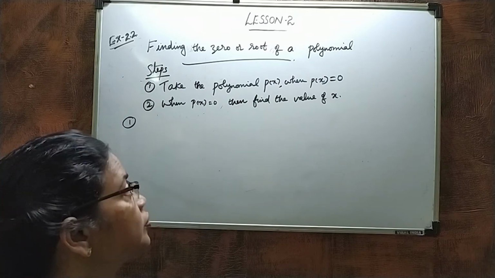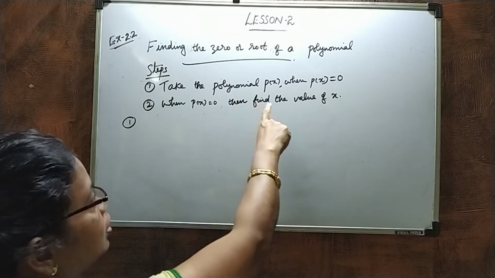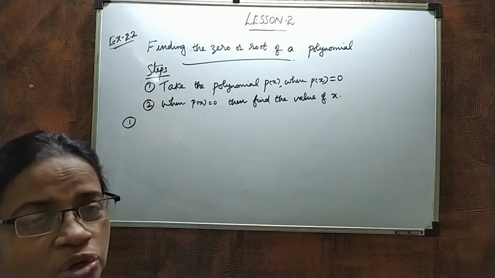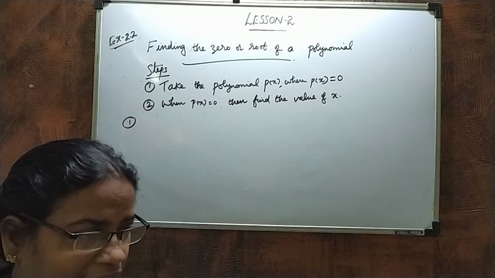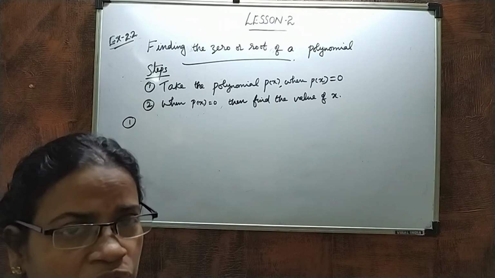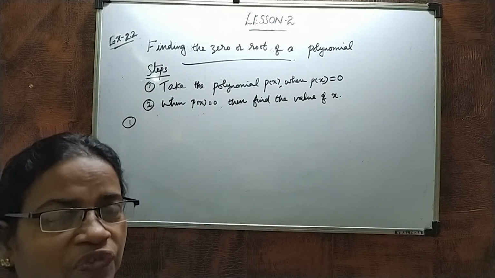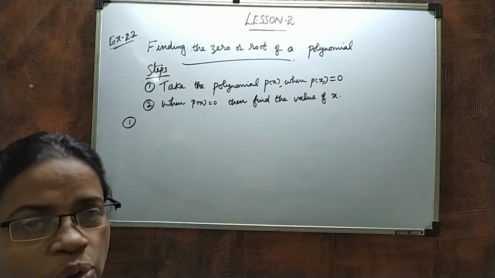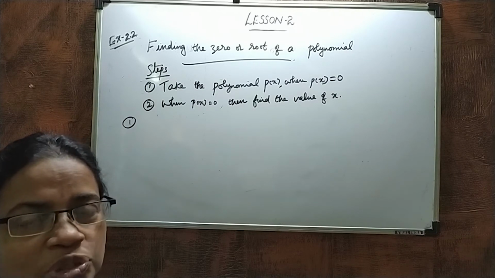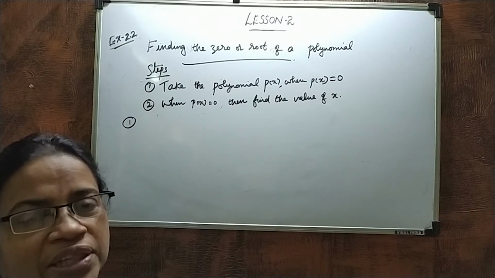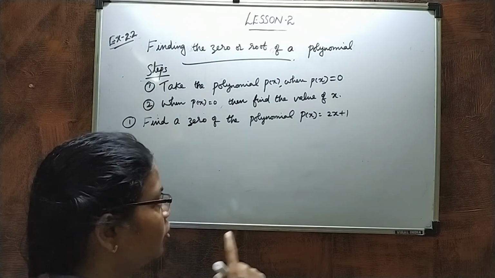Now look, first step. Take the polynomial P of x where P of x is equal to 0. That means you have to take that polynomial and make it equal to 0. Just write that polynomial equal to 0. Then when P of x is equal to 0, find the value of x. When equated with 0, only one variable will be there. So you have to arrange the numbers to the other side and you will get one value there. That will be the 0 or root of the polynomial. You will understand when we do the problem.